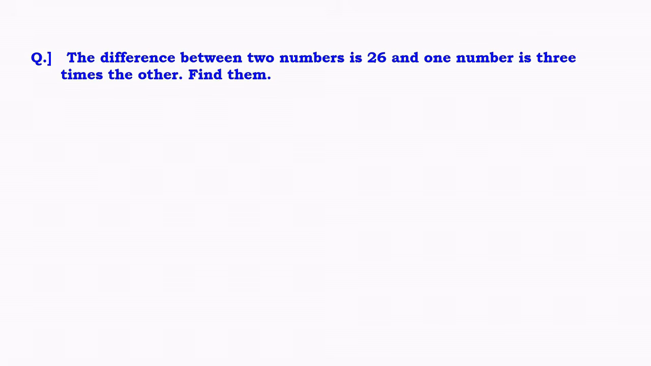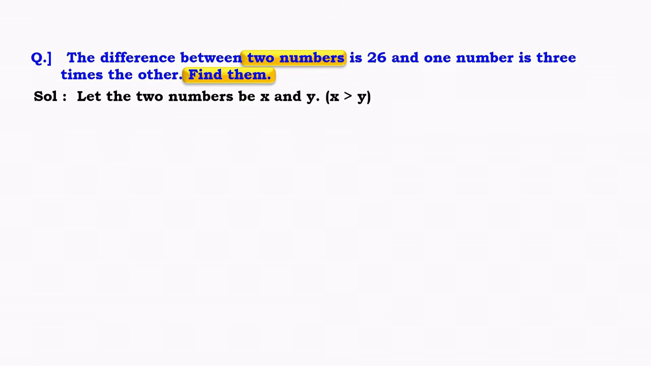Let us read the question carefully. The difference between two numbers is 26, and one number is 3 times the other. We need to find the numbers. First, let us assume the two numbers. Let the numbers be x and y, where x is greater than y.